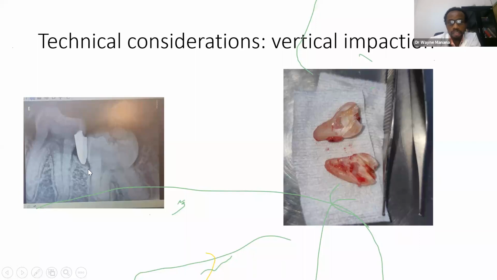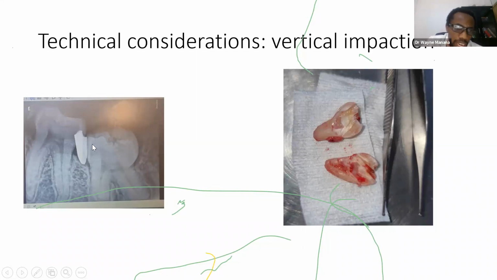So you sometimes try to elevate it. So what you are seeing here is an elevator which is broken between the seven and the eight. So the reason is the bone behind. Remember, when we elevate the tooth, we are pushing it behind. And sometimes if we continue to do that, we will end up causing a fracture of the mandible.